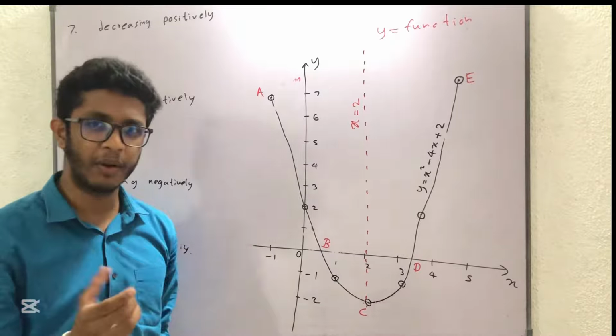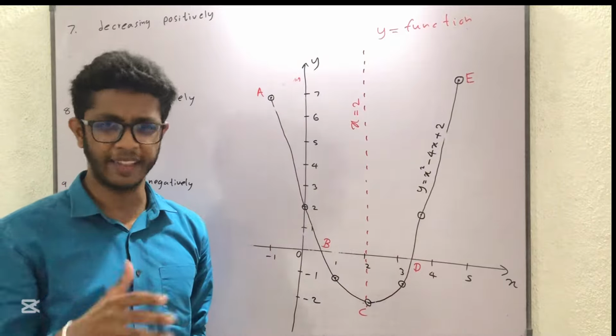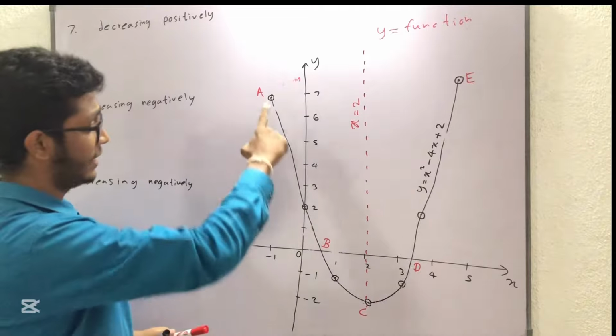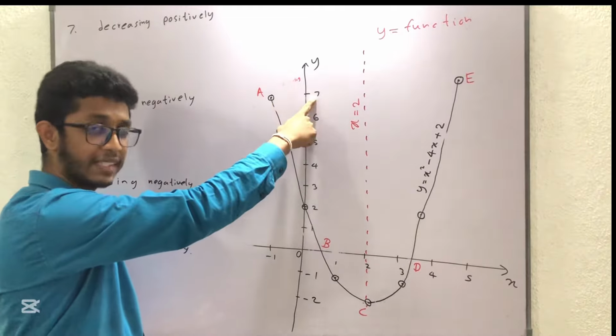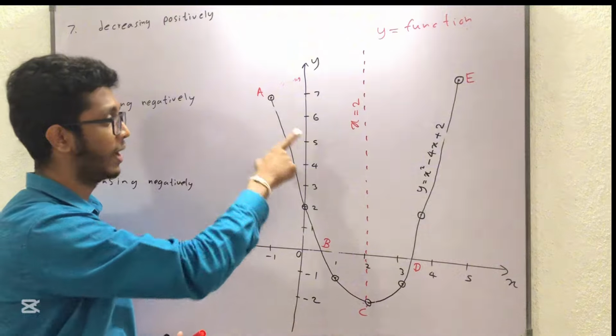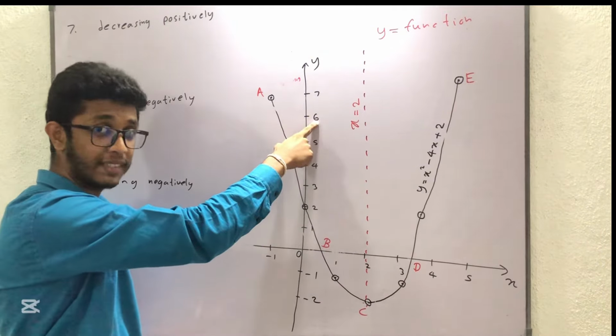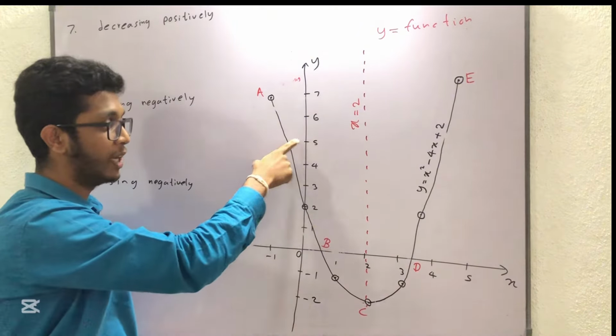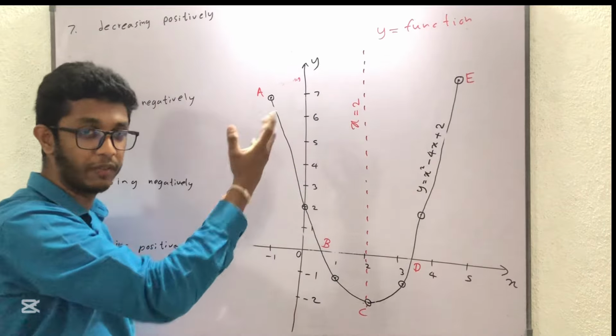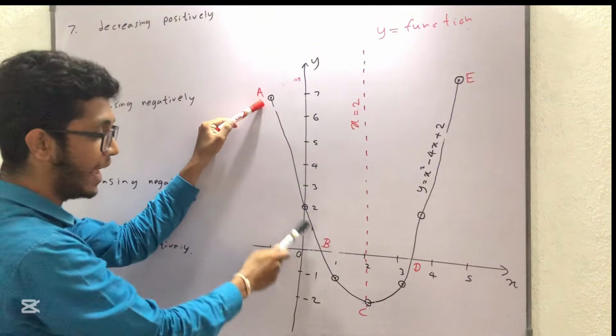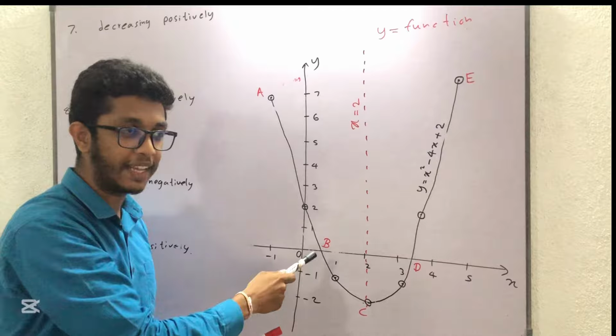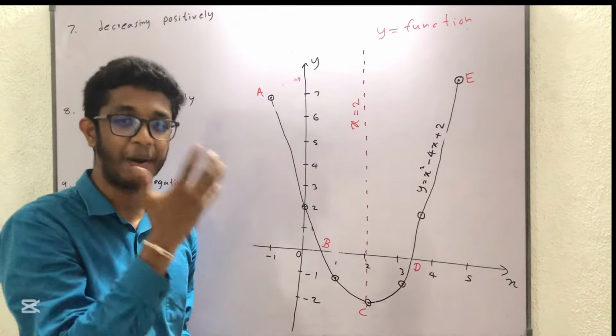What can you say about the sign of the y values? Are they positive or negative? Here the y value is plus 7. That means that is a positive value. Here the y value is plus 6. That is a positive value. Y value is plus 5. That is a positive value. So starting from A to B, y values are decreasing and all of them are positive.